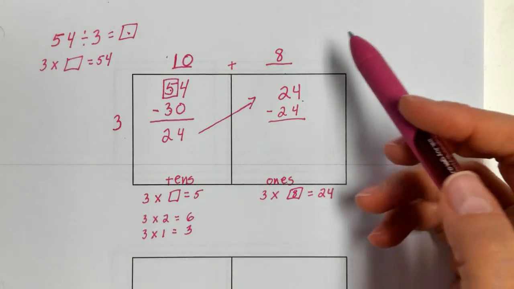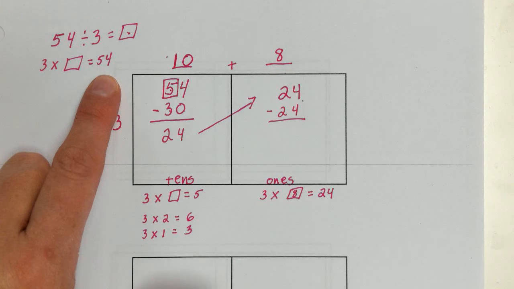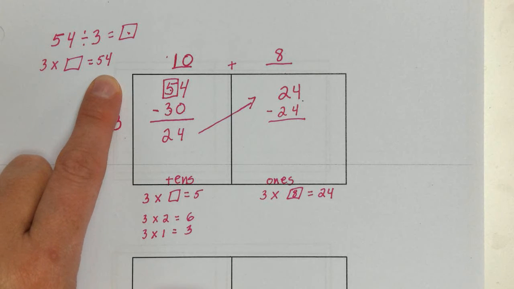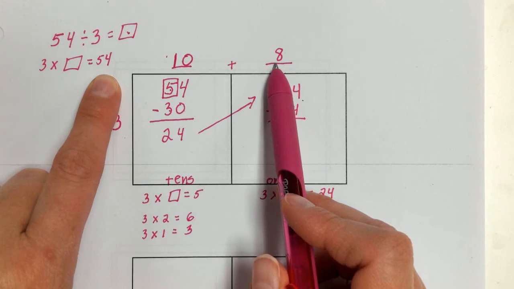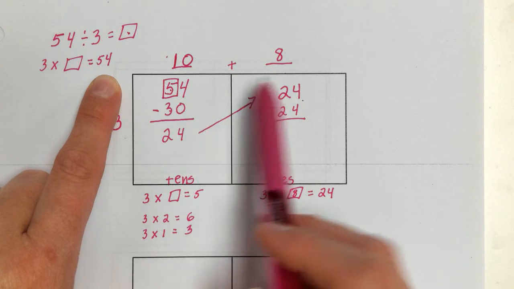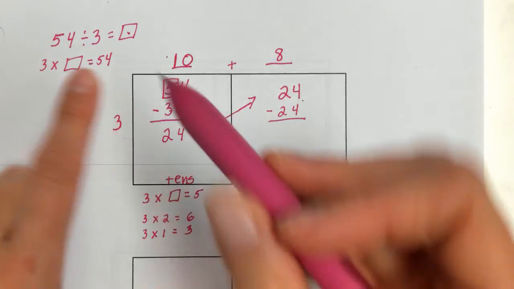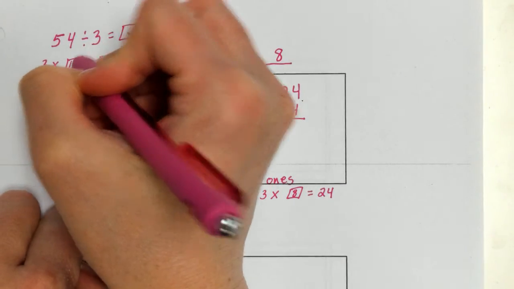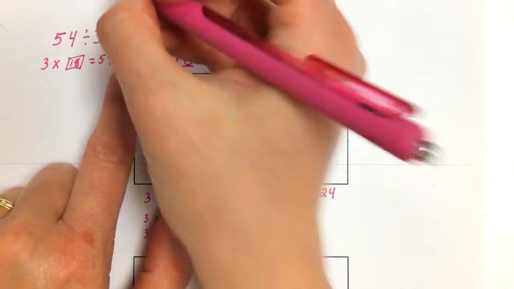No. All right. So, 3 times what number equals 54? Well, what do I have written up here? I have 18, because remember, it's written in expanded form. So I have to put that number back into standard form. So 3 times 18 equals 54. So 54 divided by 3 equals 18.